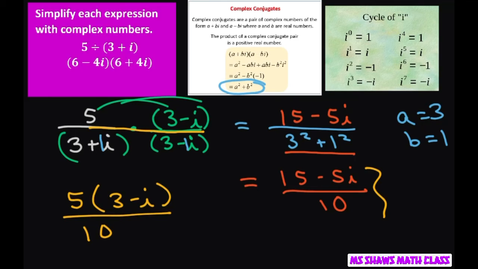Now this can be reduced. 5 goes into 10 2 times. So this can be simplified as what we see here, or you could also write it as 1/2 times 3 minus i.